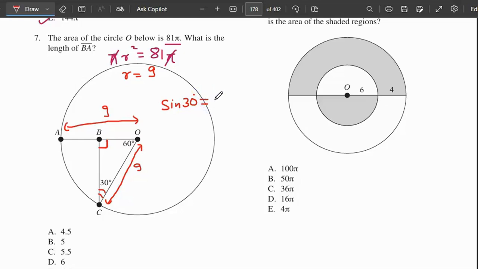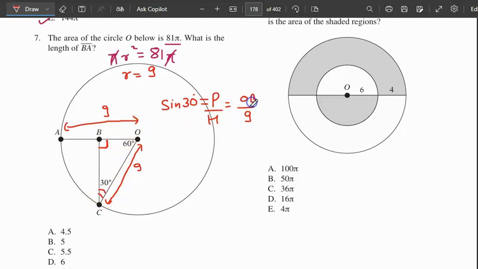That should be equal to perpendicular upon hypotenuse. Hypotenuse is the side opposite to this 90 degree, that is equal to 9. And perpendicular is opposite to the angle. We are taking this angle C. So opposite to it we have OB.